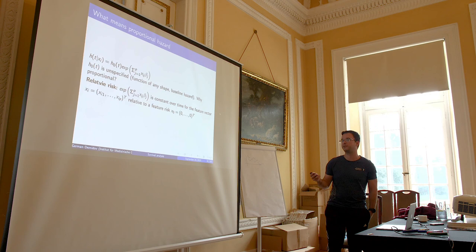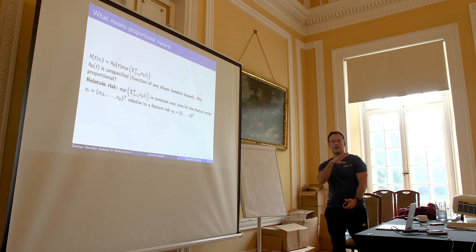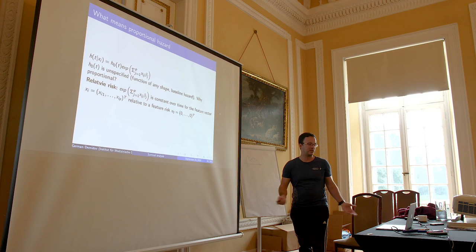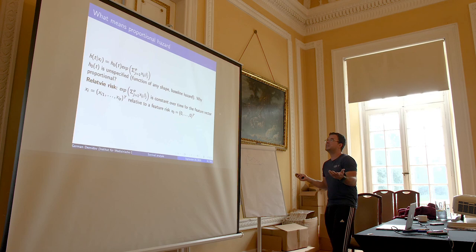For example, when predicting survival after surgery, the baseline hazard can be super high in the beginning and go really low one year after the surgery, or vice versa, it may be increasing till the end. So we don't have any assumptions on this hazard function. That's why it's also called semi-parametric.